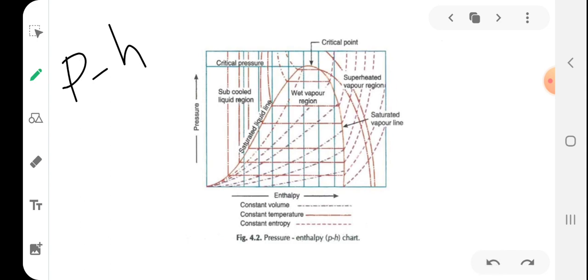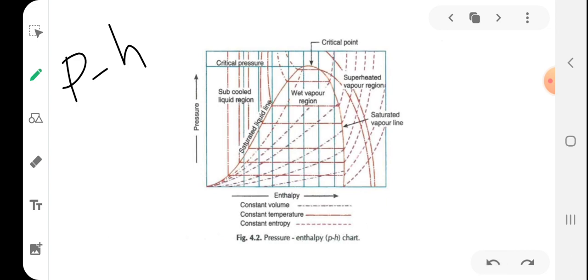Another important aspect to remember is the shape of the constant entropy lines. Constant entropy lines are like this. These are the constant entropy lines, and if extended inward, they will be like that.